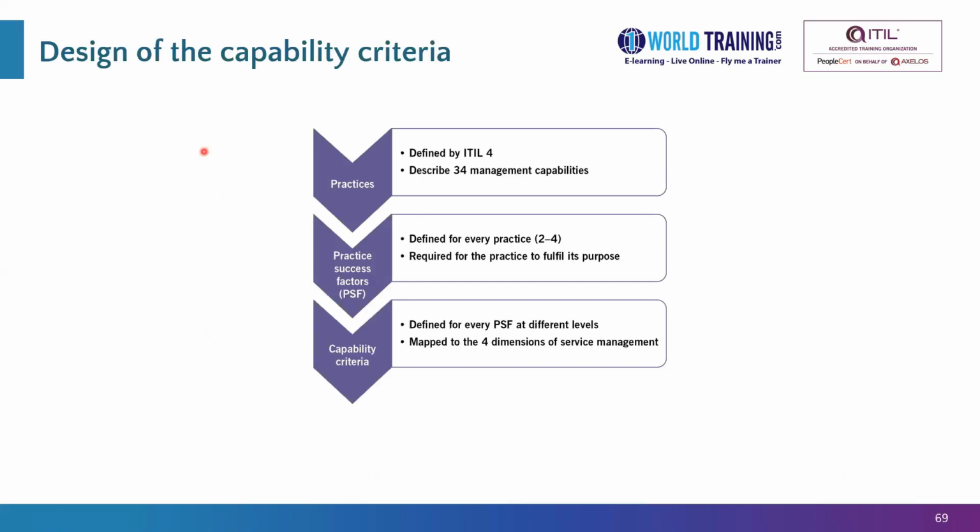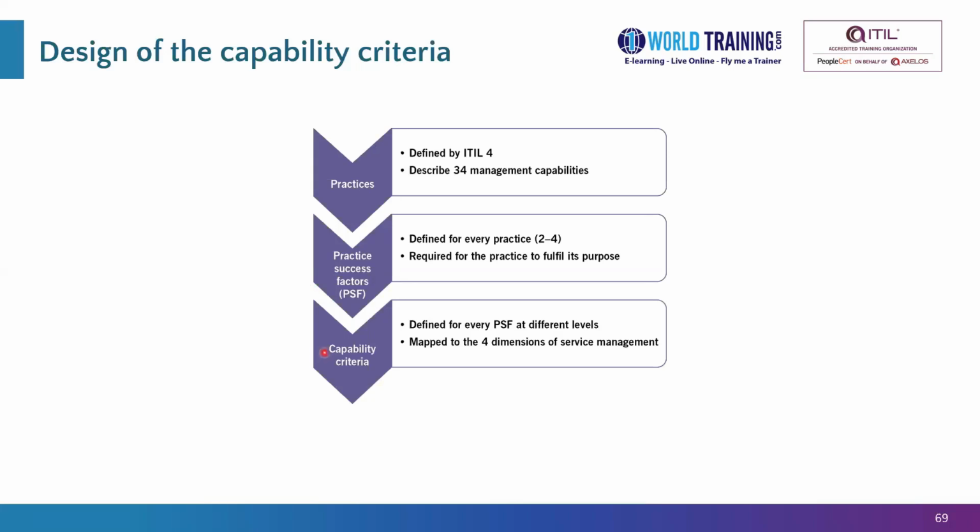This picture tells us that the practices are defined by ITIL 4, and there are 34 such management capabilities or practices. And every practice has 2 to 4 practice success factors or PSFs, which are required for the practice to fulfill its purpose. And the capability criteria are defined for each PSF at different levels. For example, for PSF 1 for this practice, there are capability criteria at level 3, level 4, level 5, and so on.